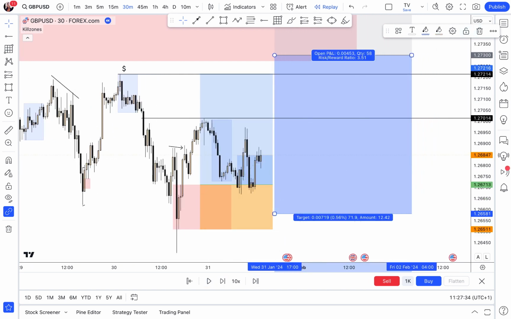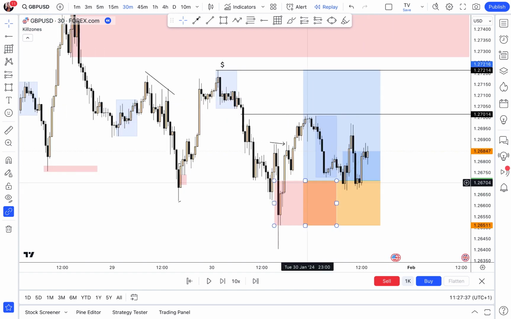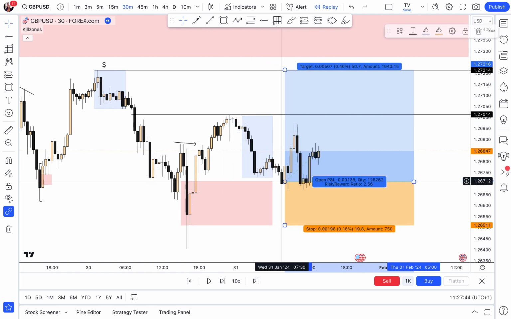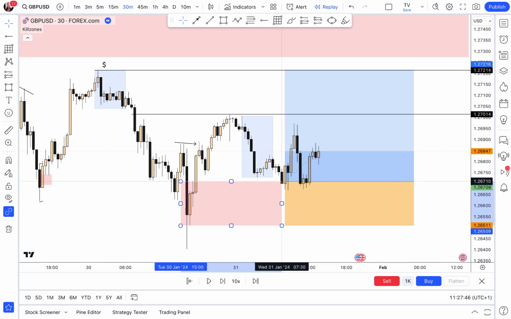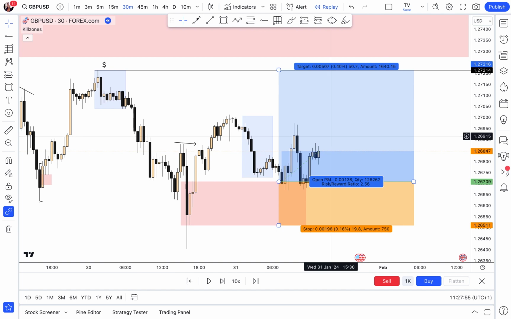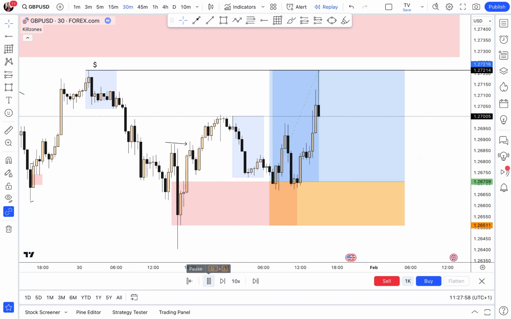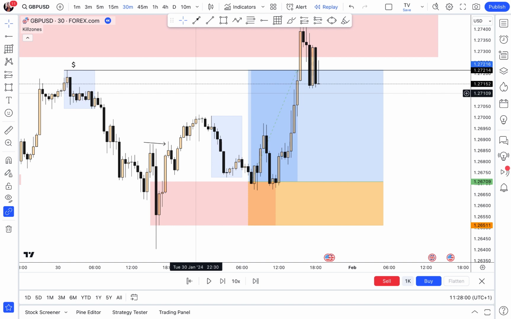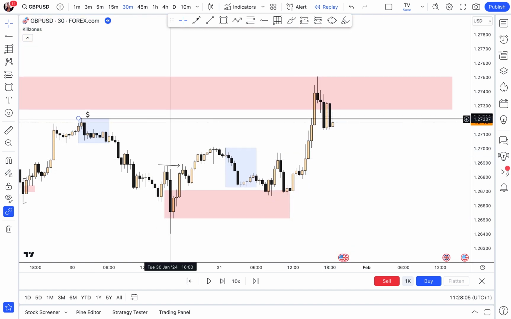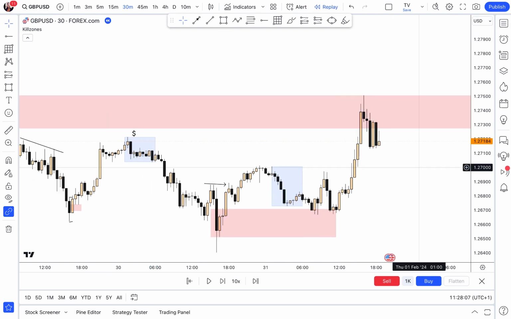Okay, so now this is yet another day. This is the Asian session. So during the London session now, you can see that our point of interest has been tapped. So we are already in profit at this level right here. Market came back for another retracement, and take profit was hit right there. So that's another successful trade.